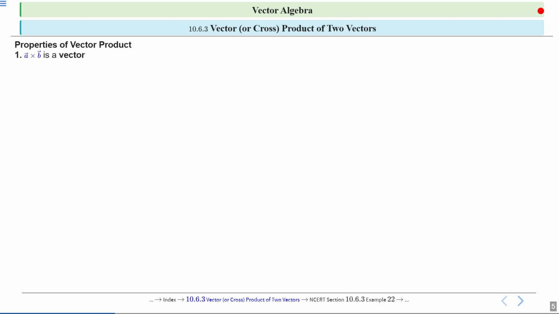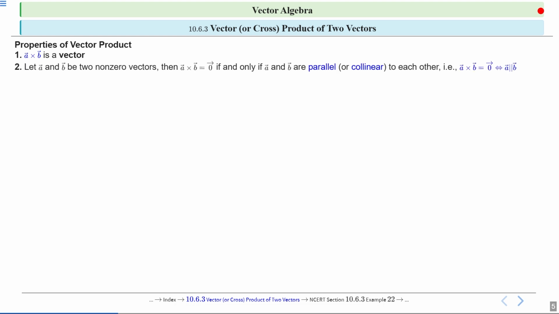So first, let's note that when we take the cross product of two vectors written as A cross B, the result is itself a vector, okay? This means the answer has both magnitude and direction, not just a number, right? So A cross B gives us a new vector. It is not a scalar, okay?